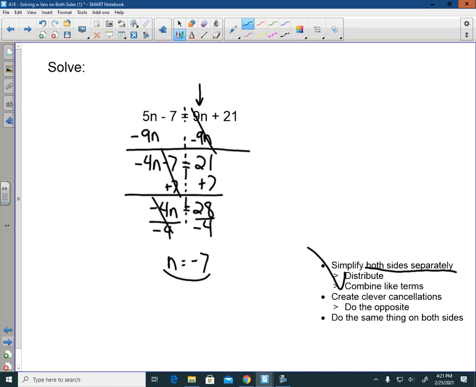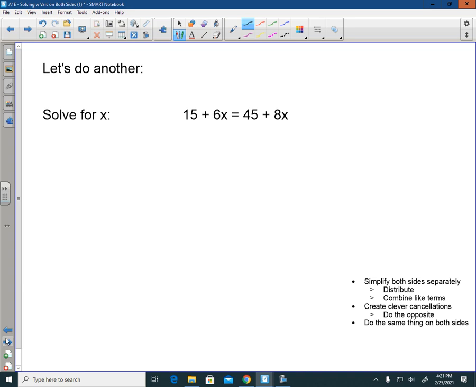-7 is the answer. And that makes sense now that I think about it. So the point is, the steps are pretty much the same, but be careful when you consider that simplification step, that you're not trying to combine like terms over that equal sign, because the equal sign's like a wall, y'all. It just doesn't work. All right, let's do another one so that you can see it again.